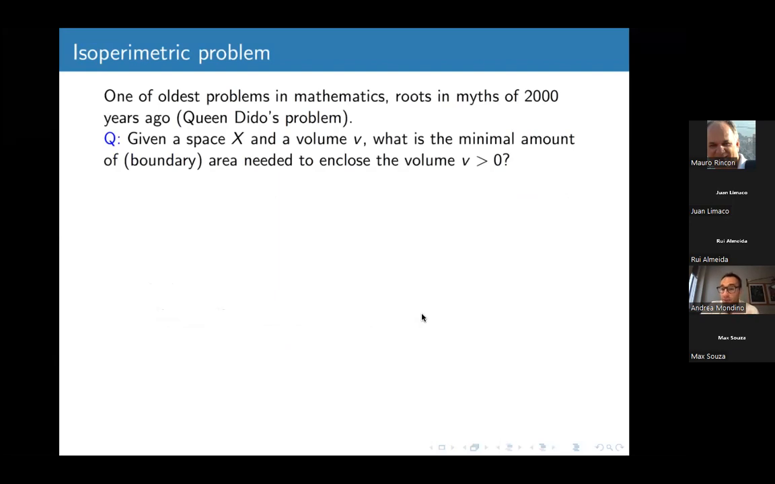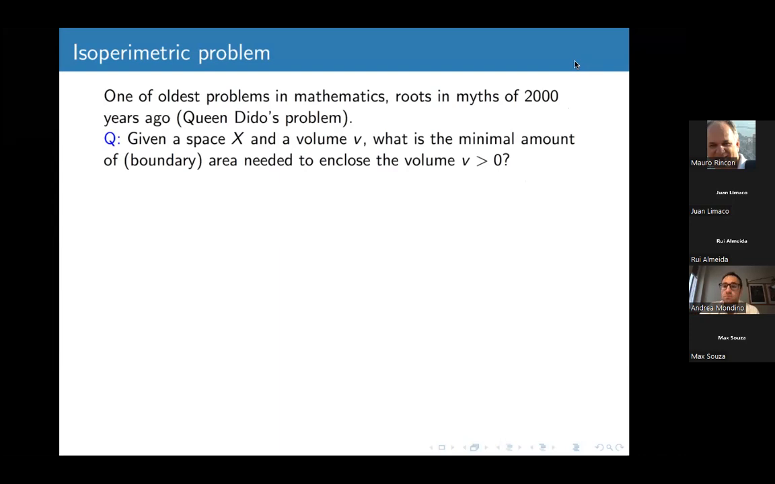which is the isoperimetric problem. The isoperimetric problem is one of the oldest problems in mathematics, which has its roots in myths of more than 2,000 years ago, the famous Queen Dido problem. And the basic question of the problem is the following. We are given a space X and a volume V. And the question is, what is the minimal amount of boundary area which is needed to enclose such a volume V?